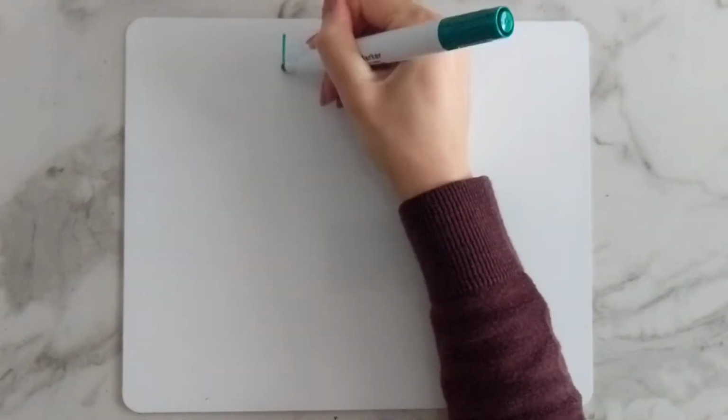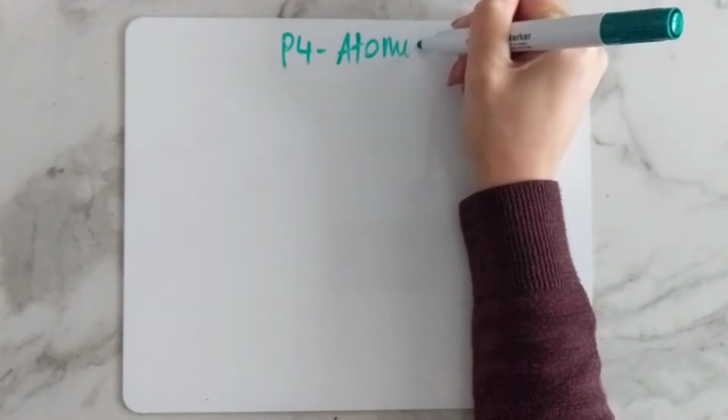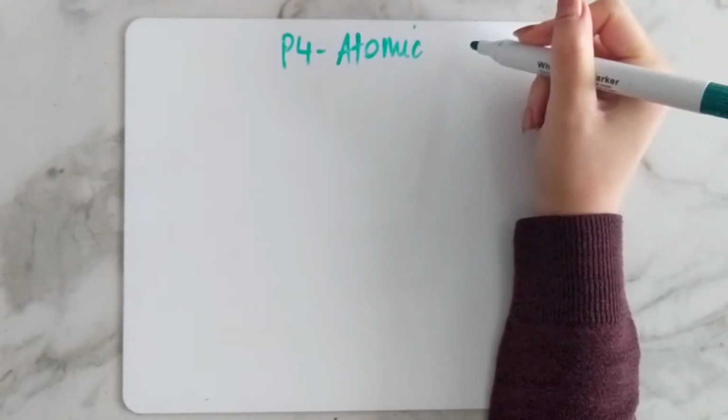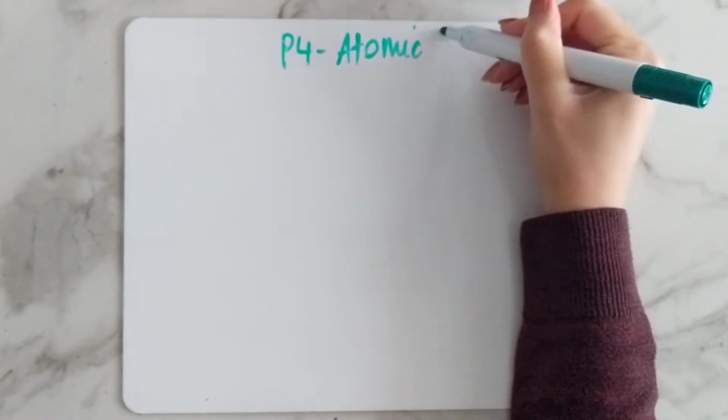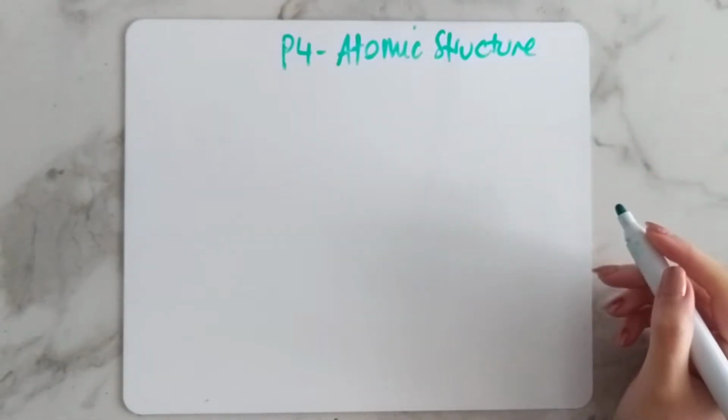Hi everyone, welcome to this video on topic P4, atomic structure. So this is to do with radiation, nuclear radiation, alpha, beta and gamma. So let's just start with a quick recap on Rutherford's gold foil experiment.